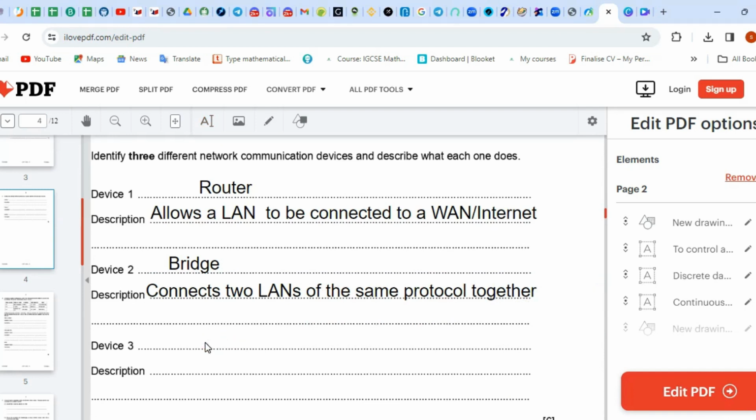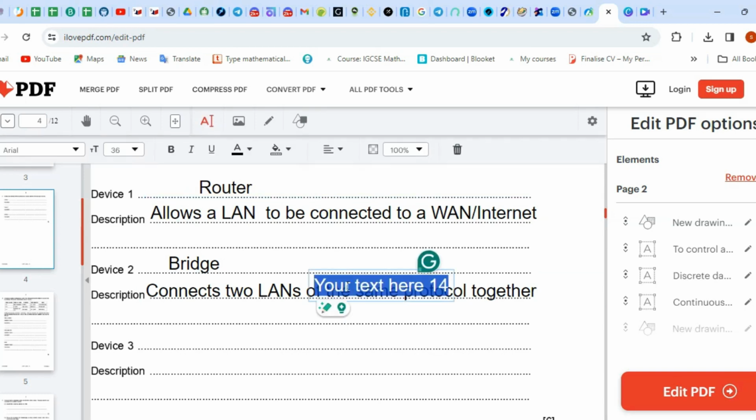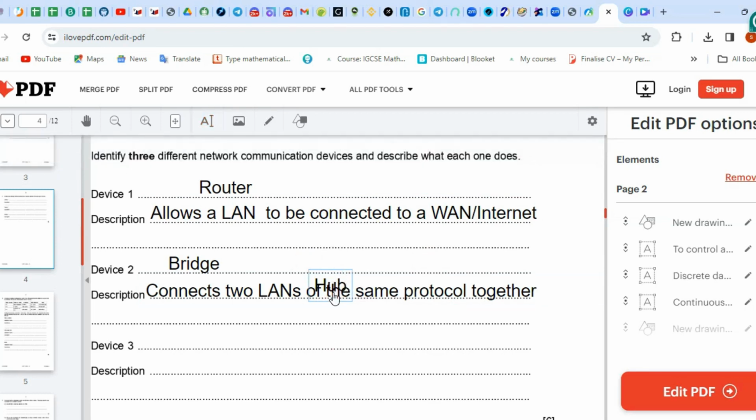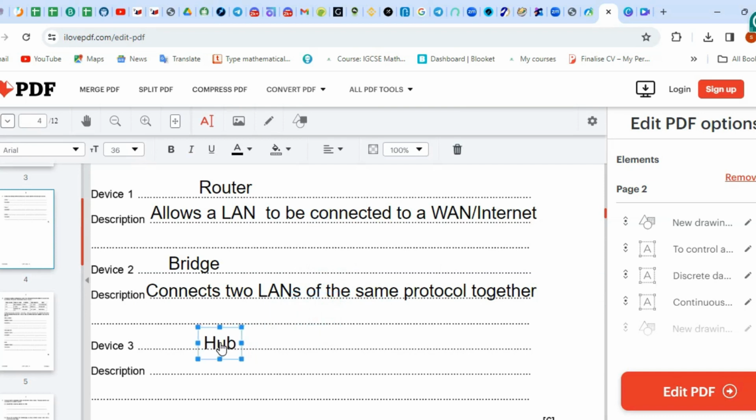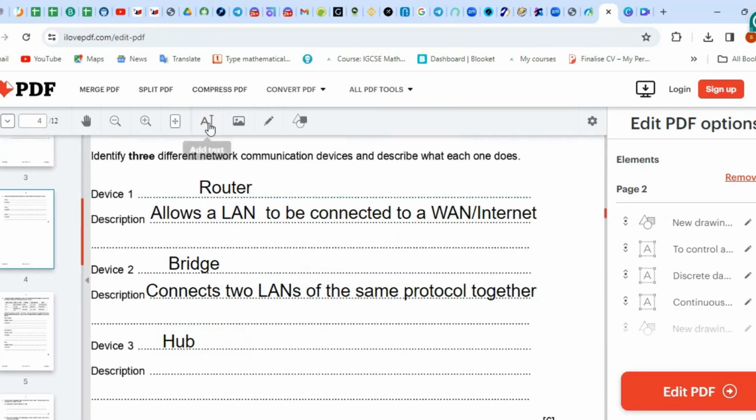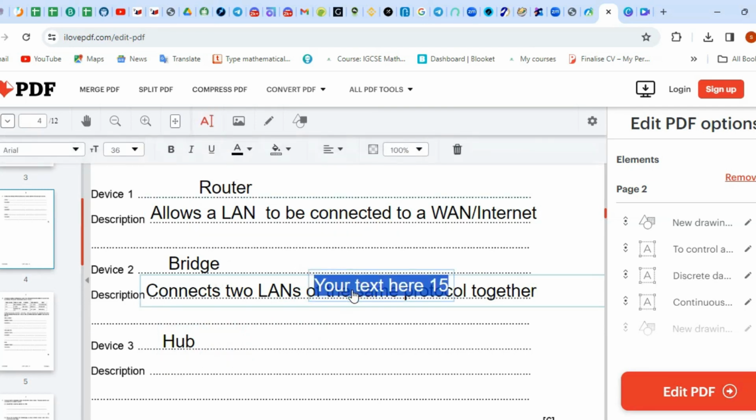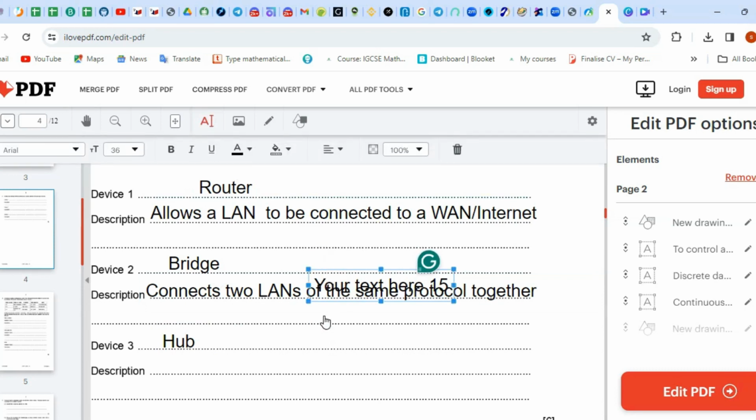All right, so the third one, we have identified two, a router and a bridge. Then the third one is a hub. HUB. So what's the work of a hub? Who can describe a hub for me? We did not talk about this one yesterday. Make a try. Just try. What do you understand by hub? Anybody?